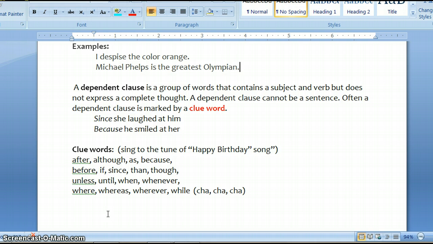I had a class last year that anytime it was somebody's birthday, they didn't sing the actual birthday song. They just sang the clue words. The after all, though, as, because.